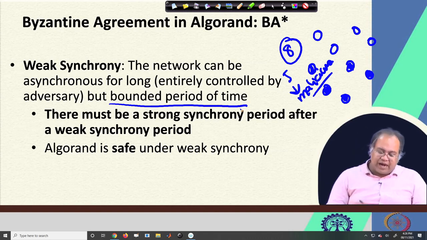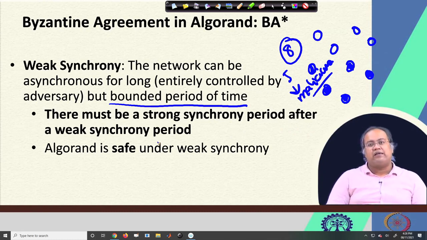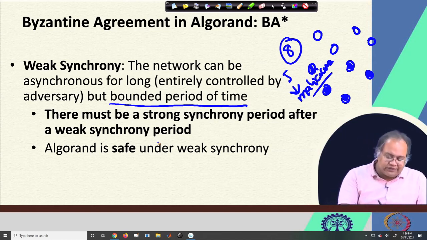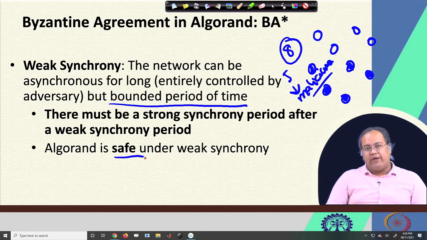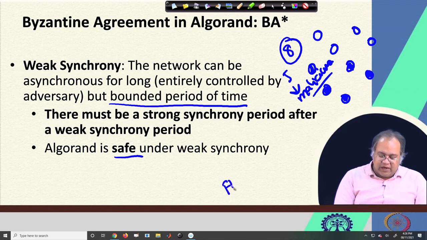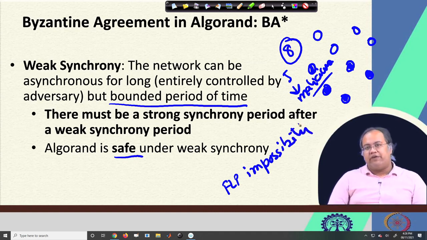So there must be a strong synchrony period after a weak synchrony period. Eventually that weak synchrony will end and a strong synchrony period will start. And Algorand ensures that it is safe under weak synchrony. What you can see here is that it supports the FLP impossibility that we learned earlier: in a purely asynchronous environment I cannot support safety and liveness together when there is even a single Byzantine fault, or even a single fault.